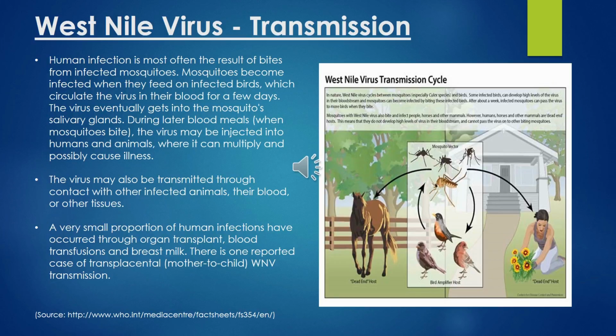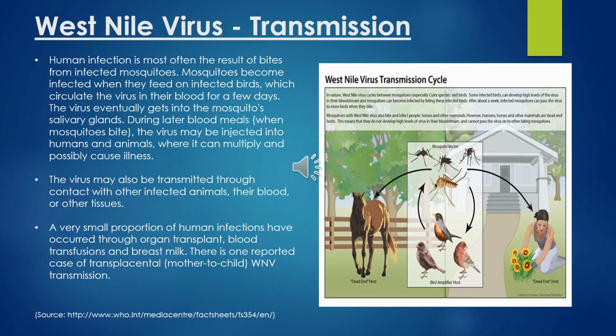If you look at the diagram that I have included on this slide, it shows the transmission cycle and how the West Nile virus can be constantly transmitted between the mosquitoes and the birds. In nature, the West Nile virus cycles between the mosquitoes and birds. It is a constant transmission between the two of them.